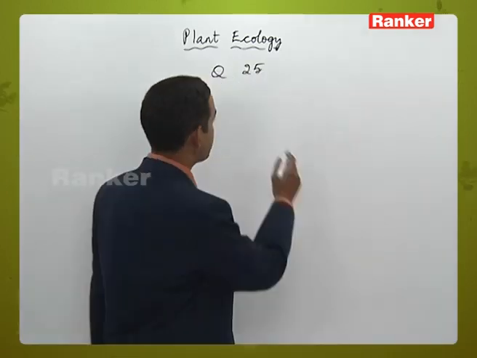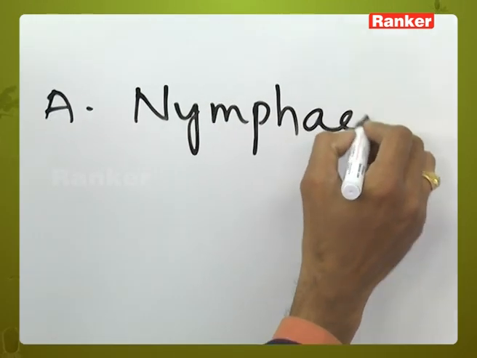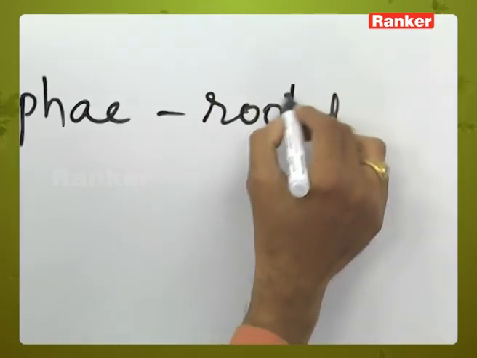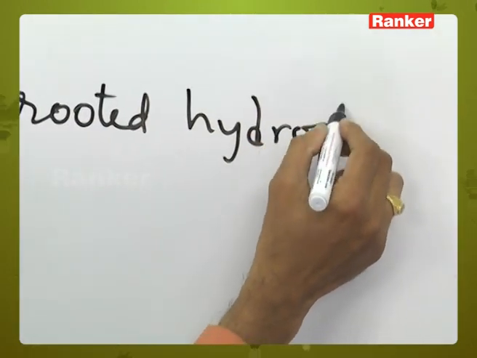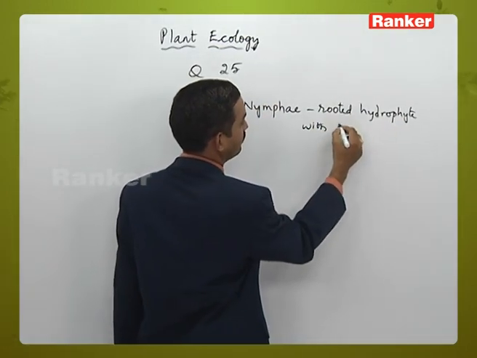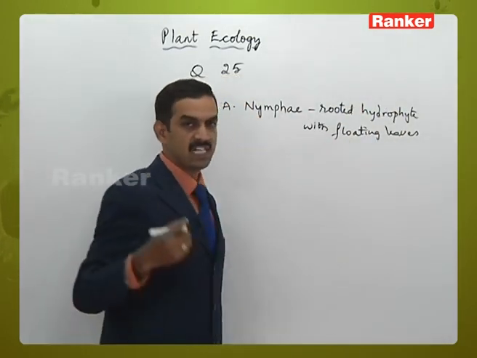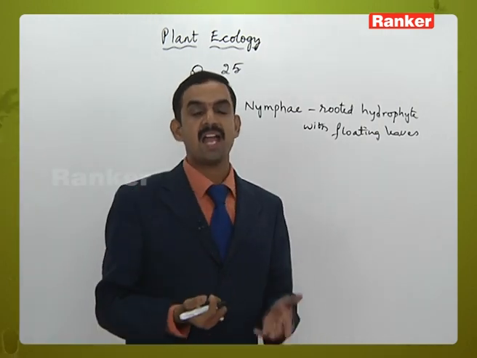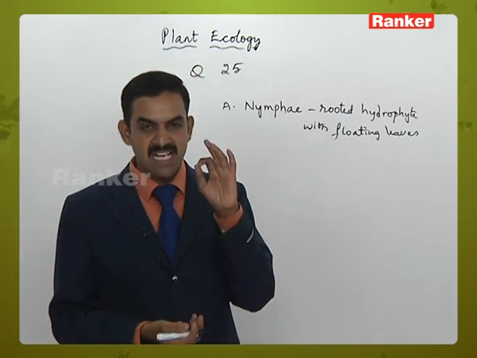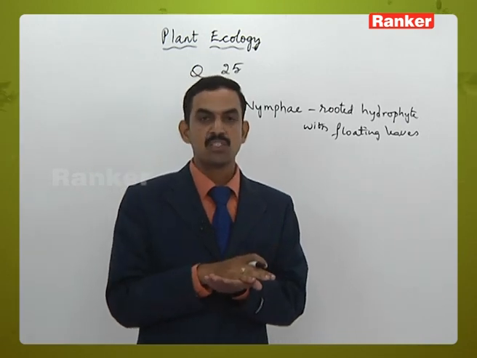Okay, here the question is related to the Nymphaea plant. Nymphaea is a rooted hydrophyte with floating leaves. So this is a plant in which the stem is present inside the water, and the petiole of the leaf passes through the water, and the leaf lamina is present on the surface of the water.